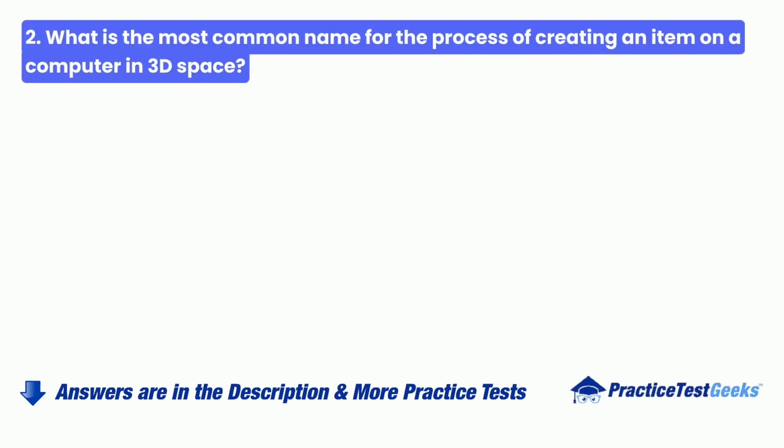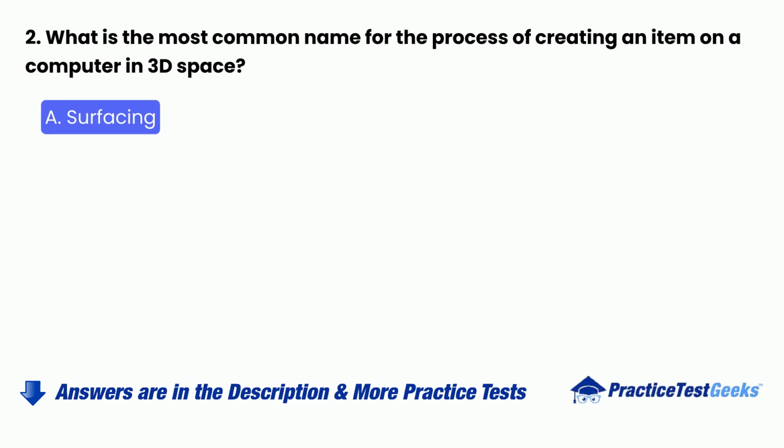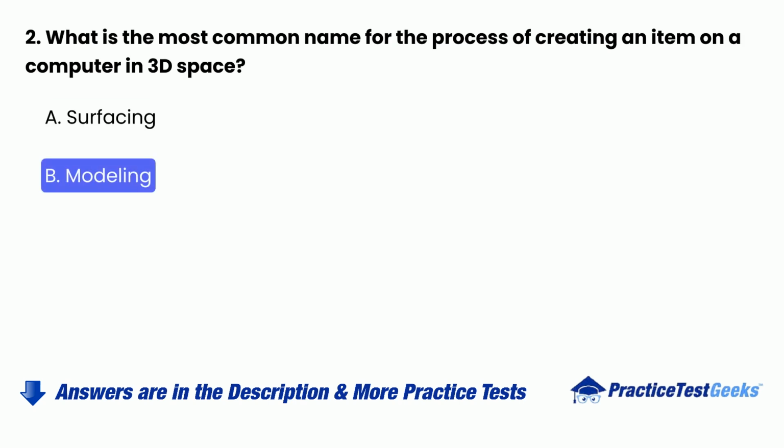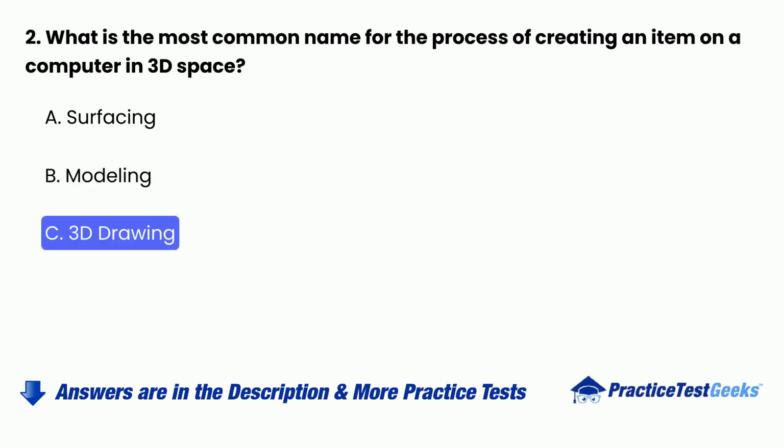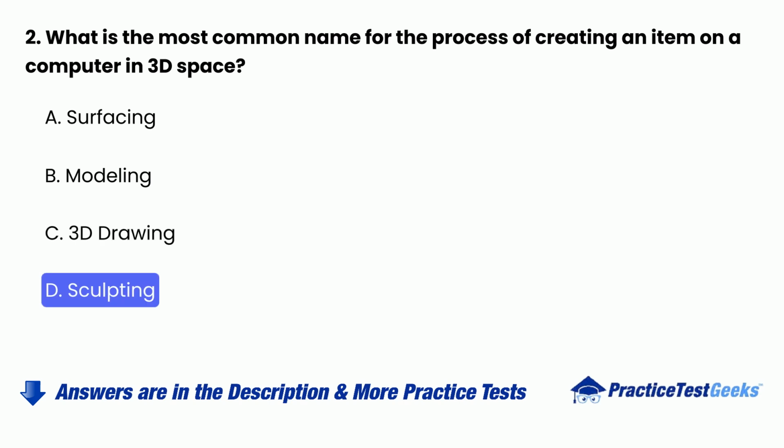What is the most common name for the process of creating an item on a computer in 3D space? A. Surfacing. B. Modeling. C. 3D drawing. D. Sculpting.